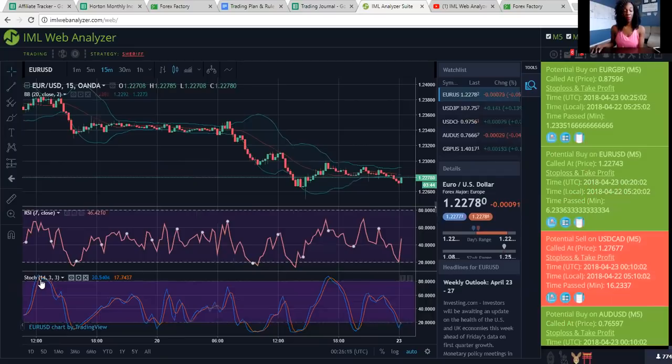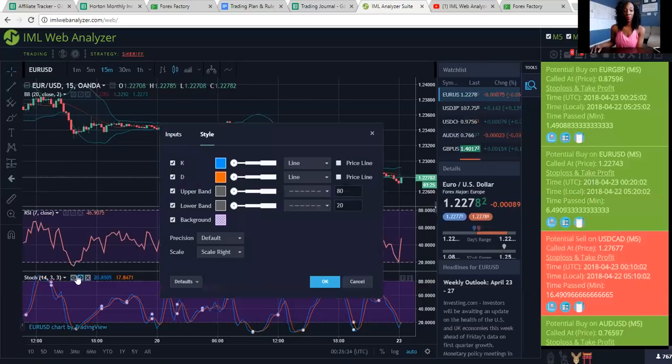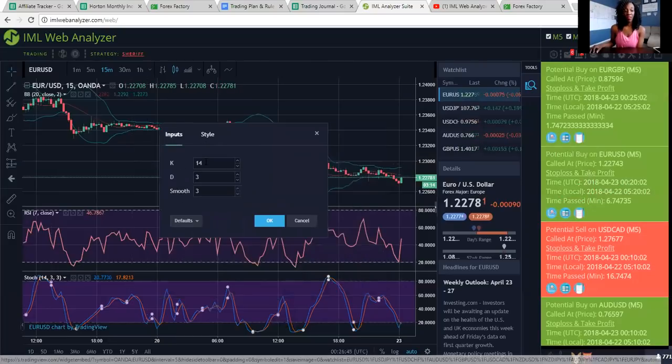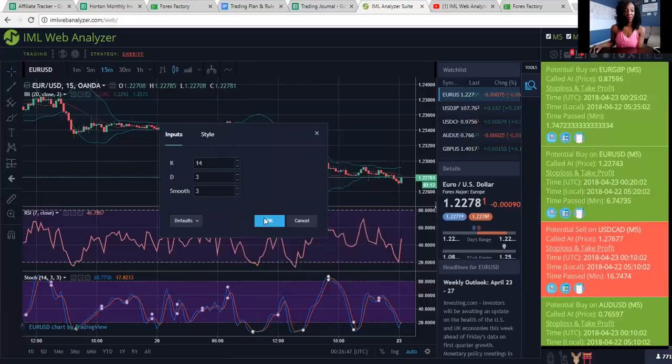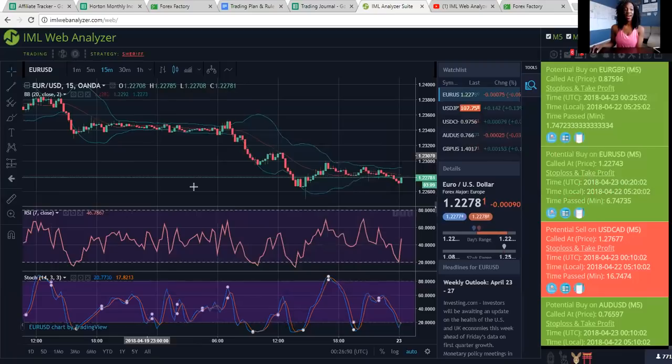For your stochastic, I have it on 14, 3, and 3. That's the settings that Sharif uses. I actually use 5, 3, and 3 because I use that with Davin's strategy, and I feel like it's just a little bit faster, which I like. But you can leave yours at 14, 3, and 3, demo this, and figure out what's best for you. If you wanted to change it, you simply click on this middle gear right here. And again, you can see your settings right here. So we keep that on 80 and 20 as well. You can change the colors of it if you want. And that's pretty much it. You click on inputs, you can change the inputs there as well, okay? So that's how you set up your settings on the web analyzer.